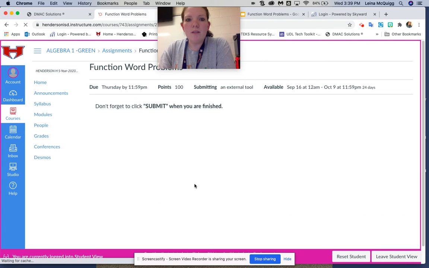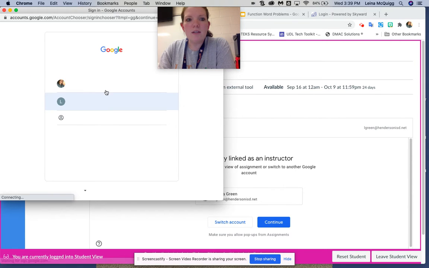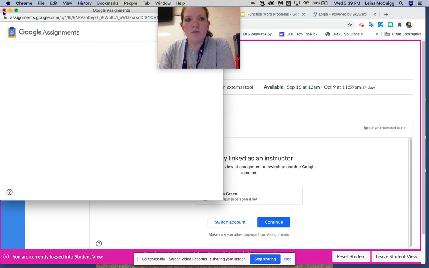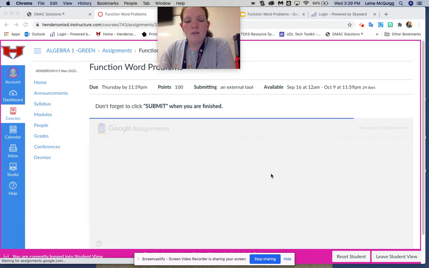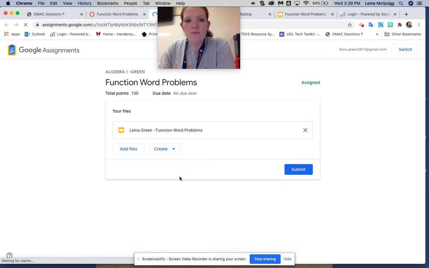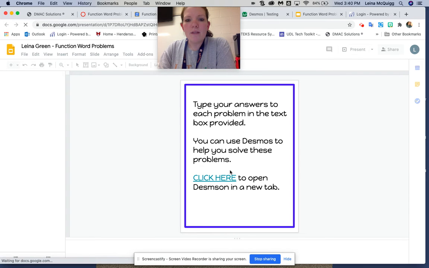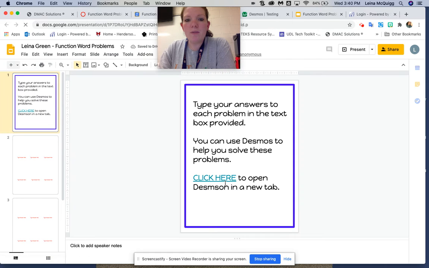Function word problems. I'm going to switch my account so I can see it how you see it. And it's going to do this weird thing again. I don't know why it's doing this. Oh, there we go. Okay. All right, so we're going to click Open Assignments. It opens this page. We need to open Function Word Problems. There's also a link here. You can open Desmos from here, okay?